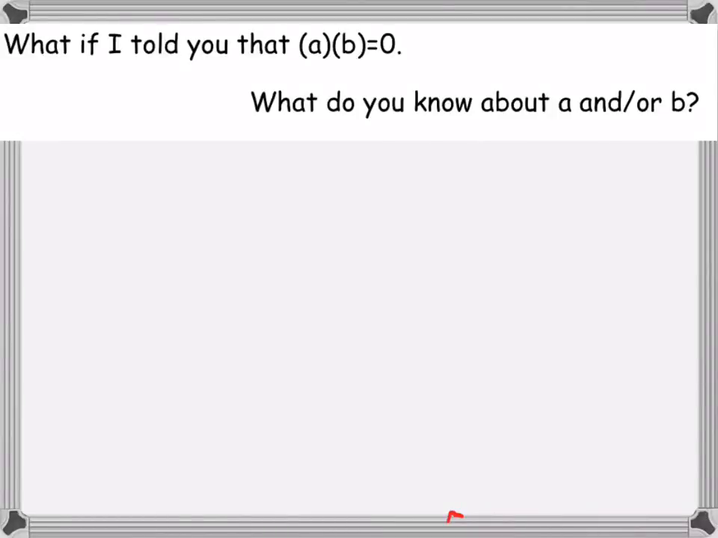All right, so if you know that a times b equals 0, then you knew that either a is equal to 0 or b is equal to 0. That's the point of that statement.